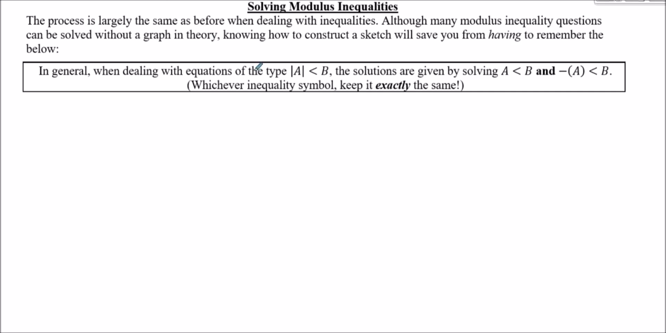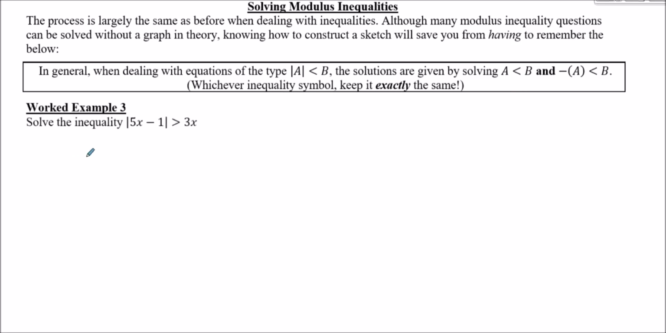For example, I could have done five different lines. One line with that symbol, copied again with that symbol, same rule for that symbol, same rule for that symbol. Whatever the symbol is, just keep it exactly the same, facing the same way around. Let's have a look at how that works with an example.